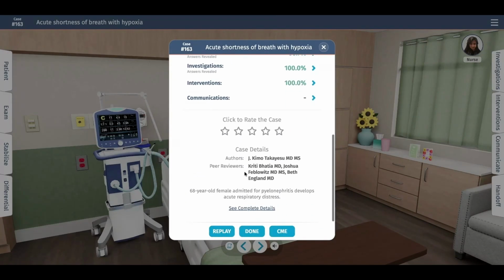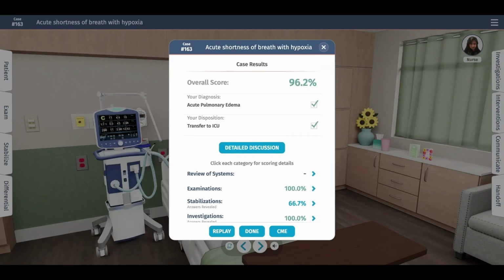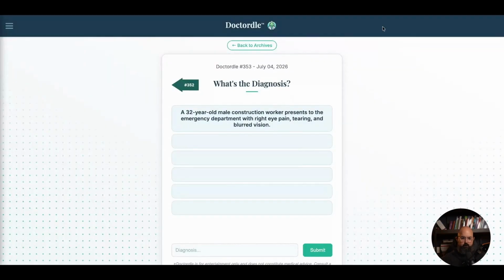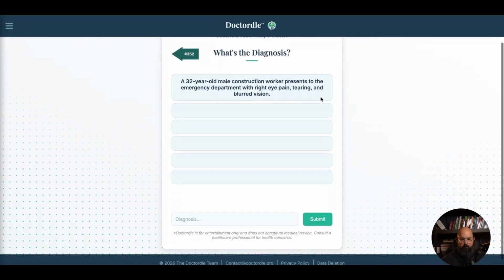So anyway, we nailed it. How about for giggles, we'll do Doc Turtle. All right. Doc Turtle number 353 for July 4th, 2026. A 32-year-old male construction worker presents to the emergency department with right eye pain, tearing, and blurred vision. So putting construction worker in there feels very specific. So what could it be?